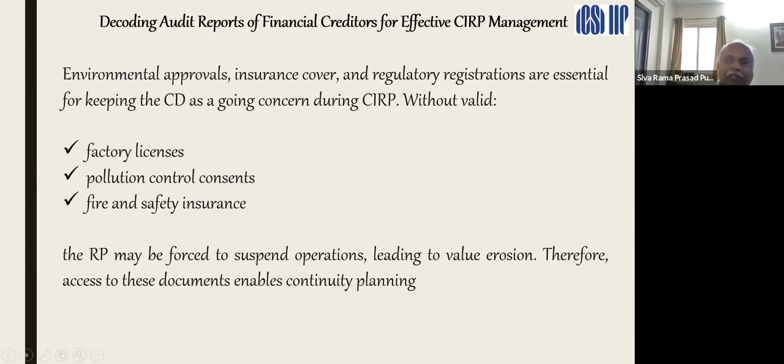So as bankers, we are always insisting on all these things before renewing or enhancing the loan. Whether pollution control consents are there or not, whether fire and safety insurances are there or not. Otherwise, my loan amount may not be recovered. The RP is forced to suspend operations, leading to value erosion. Therefore, access to these documents enables continuity planning also. That is also possible.